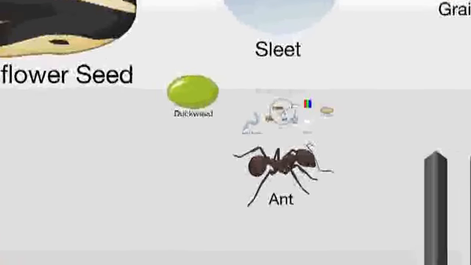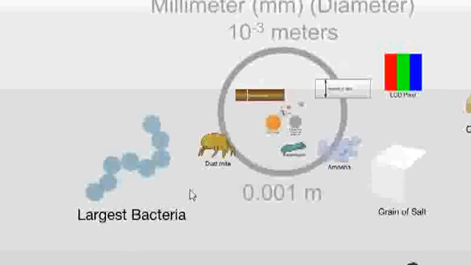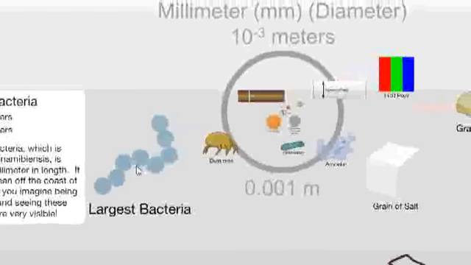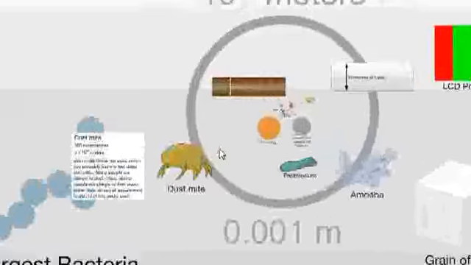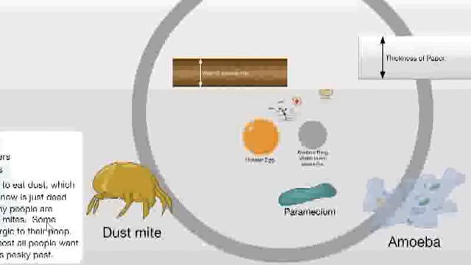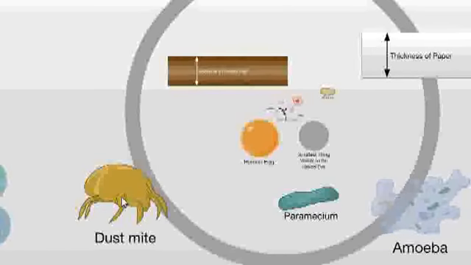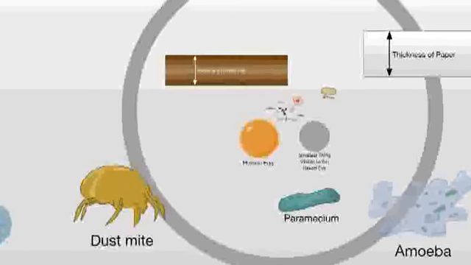So the ant is there. You can continue zooming in here. This is what I found strange: the largest bacteria is bigger than the dust mite. And you can read up about the dust mite on here. It says that it eats your dead skin and things like that. Anyway, if you want to know the size of the dust mite, click on it and it will tell you. Let's continue zooming in.